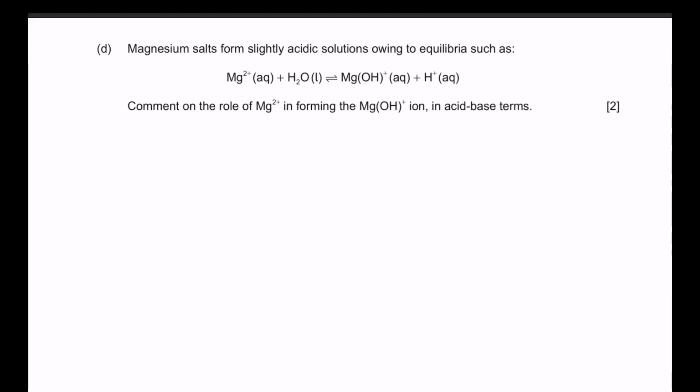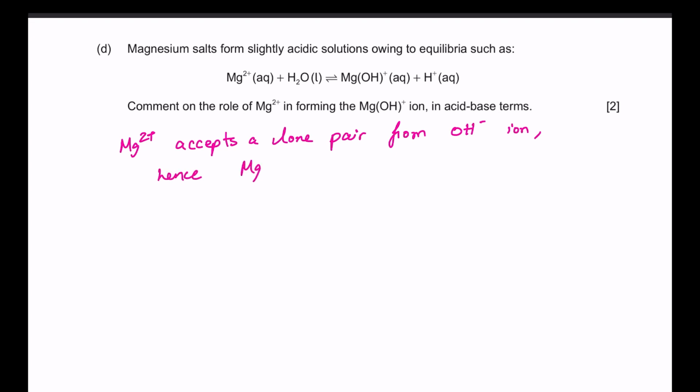Then we can move on to part D. Magnesium dissolves in slightly acidic solutions. Comment on the role of Mg2+ in forming the MgOH+ ion in acid-base terms. Now we can see that Mg2+ accepts a lone pair from OH- ions, which makes it an electron acceptor. And we know that Lewis acids are electron acceptors. So Mg2+ is a Lewis acid. That's overall it for this question.